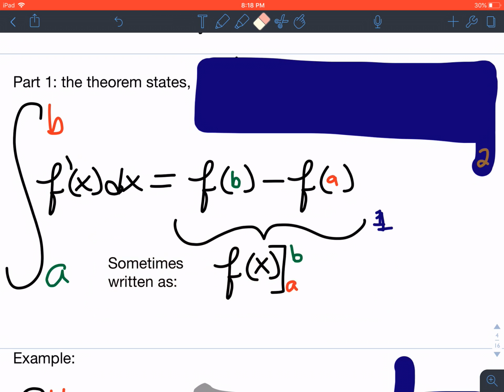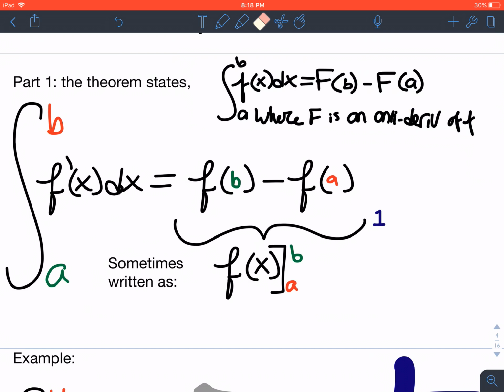You'll also sometimes see this second part, the f of b minus f of a, written as f of x from a to b, but you would pronounce it as f of x evaluated from a to b. And that's just a shorthand for this other notation.